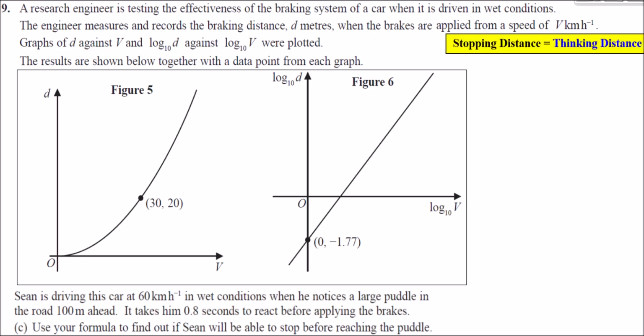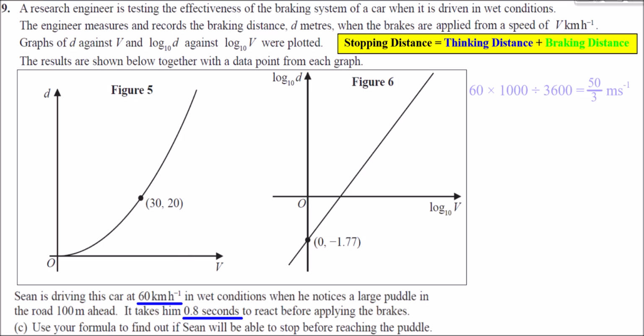So, reminding us what we had before. The stopping distance is the thinking distance, because before you even brake, you need to think before you brake, and then of course the distance travelled as you're braking once you've realised you need to brake. His thinking time is 0.8 seconds, so it takes him that much time to react before he brakes, and before he brakes he's travelling at 60 kilometers per hour. Now we need to convert this into meters per second first of all.